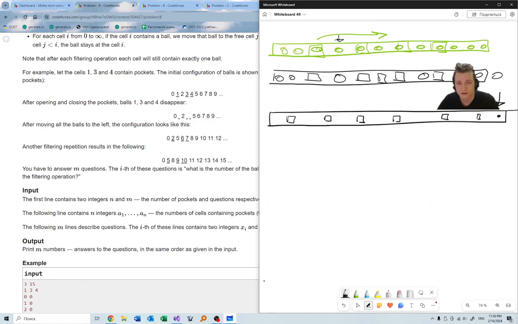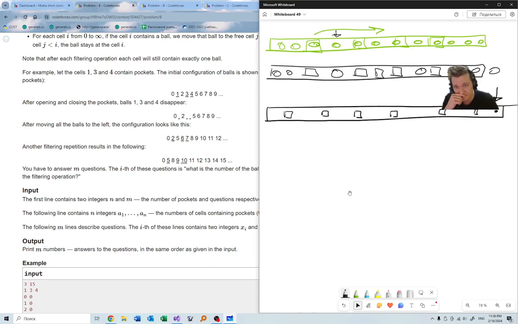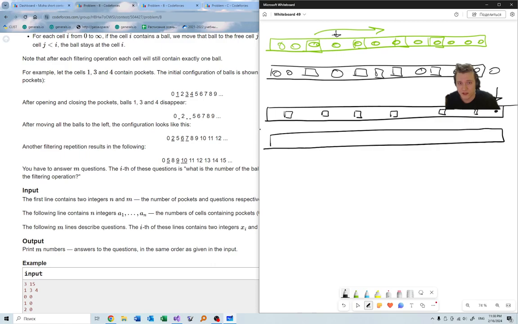Okay, then let's take the leftmost, I think. We have just several stones. We have several pockets. First of all, let's consider this area. This area doesn't change at all, so we can easily answer all queries here.